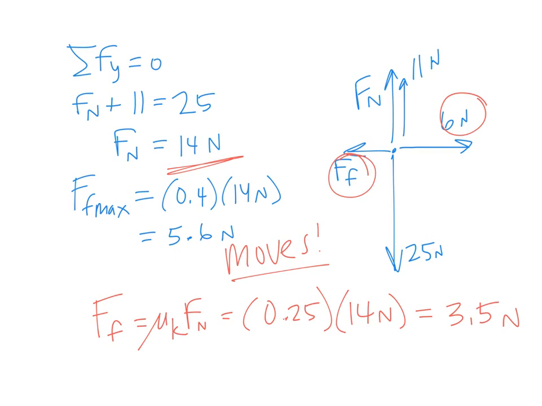So the key thing with static friction is if you're not told whether the object moves or not, you have to first figure out which is the case.